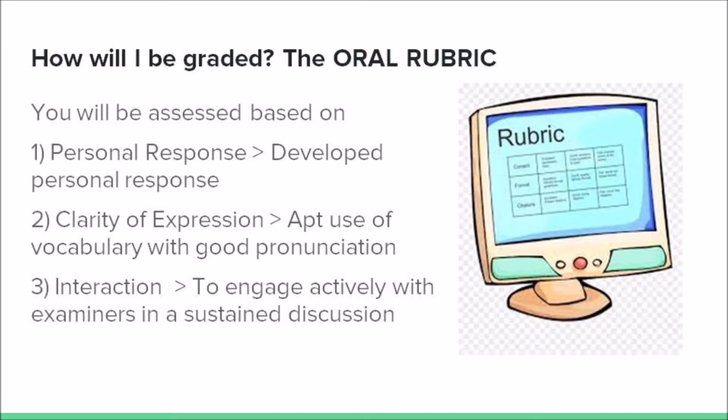We also look at the clarity of expression. You need to use good, strong vocabulary with good pronunciation. There also needs to be, number 3, interaction, active interaction to be precise, where you need to be engaged actively with examiners in a sustained discussion.